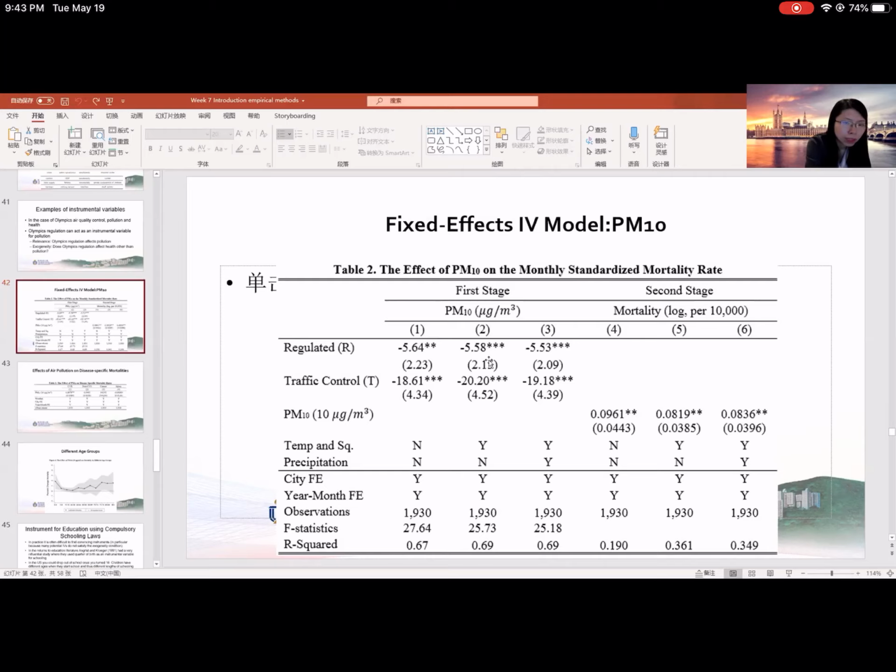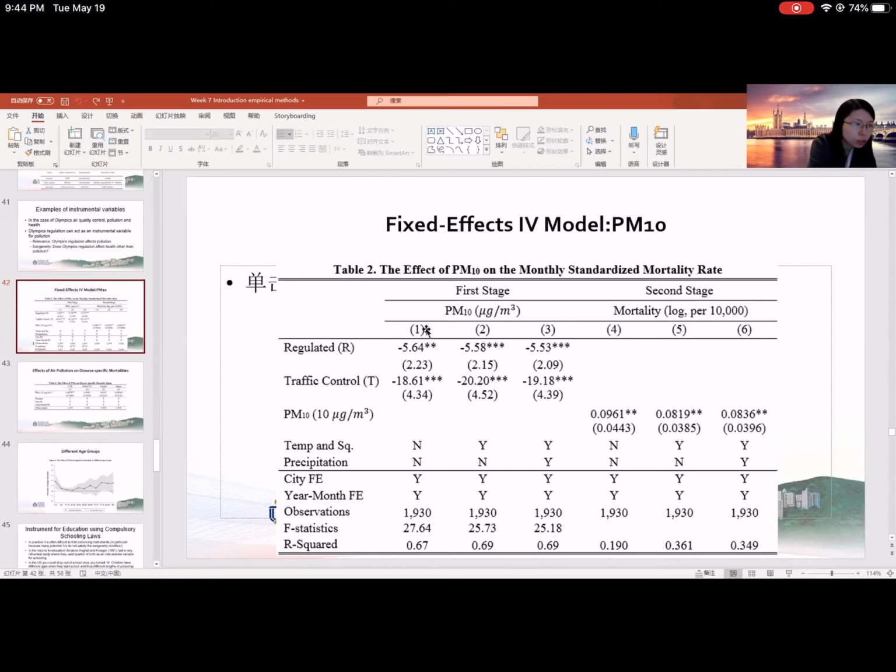The numbers in the brackets are standard errors. The standard errors tell you how much confidence you should have in your estimated coefficients, so how statistically significant it is. As the standard error is small and coefficients are large, it means that you can trust the result more.